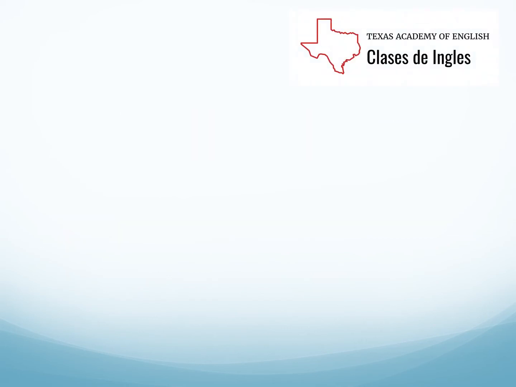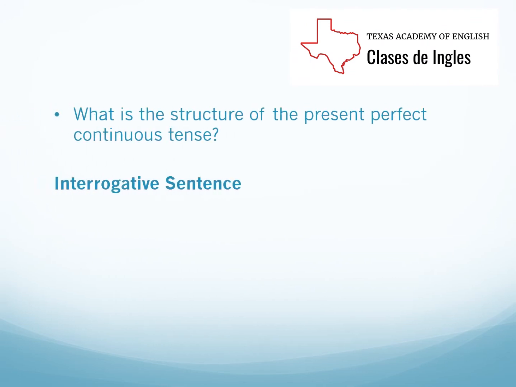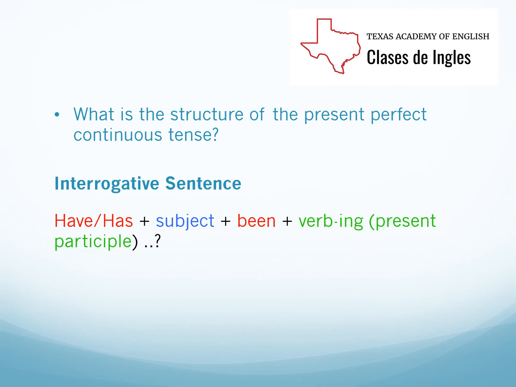And our third structure is the interrogative sentence. So the interrogative sentence is built very much the same, with the subject and the verb have and has just switching places, and the question mark at the end. So we have has or have, subject, plus been, plus our present participle ending in ing. And so a sample sentence would be, have they been learning English?